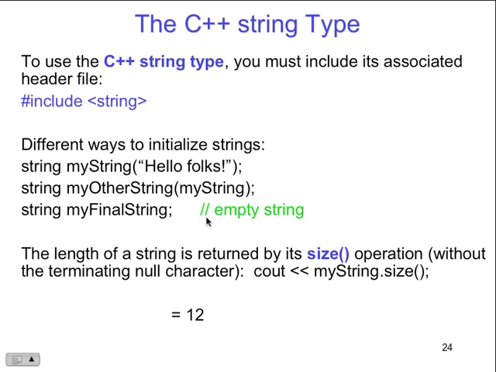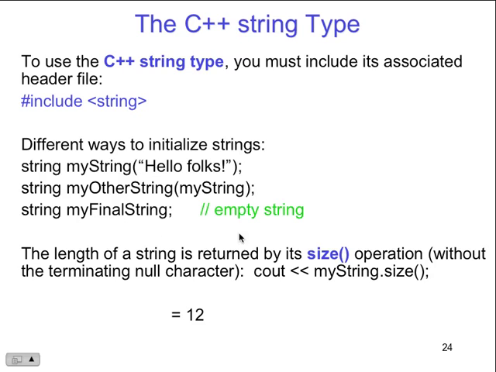There are different ways to initialize a string. We have string myString, which is going to be "hello folks". String myOtherString, which is equal to myString. Looks like a function call, sort of. Or string myFinalString, semicolon. This looks like a regular old variable type, like a regular old integer, double, or float. It's an empty string. And then we can say myFinalString is equal to something if we want to. And you can use the quotation marks to specify a string without using a function call. This is more common. You'll see that a lot.